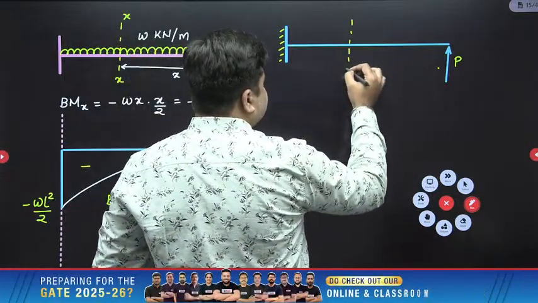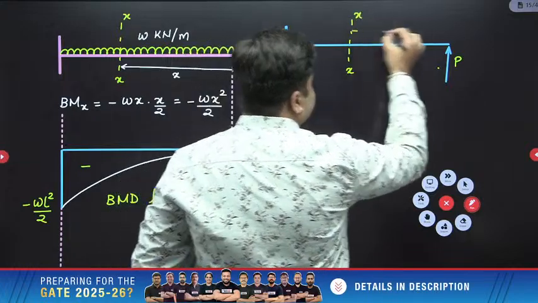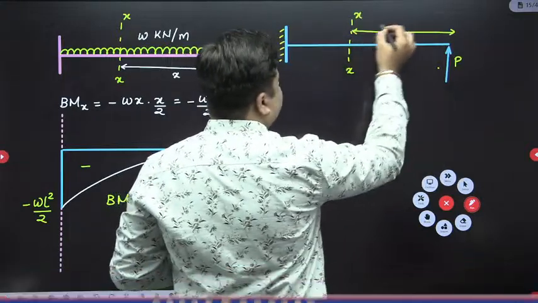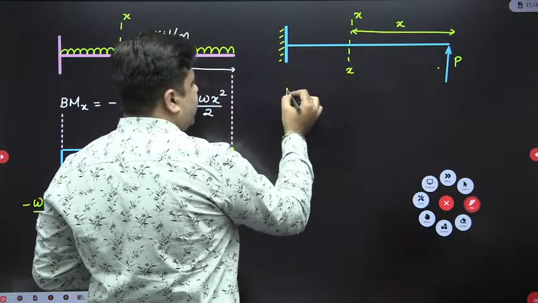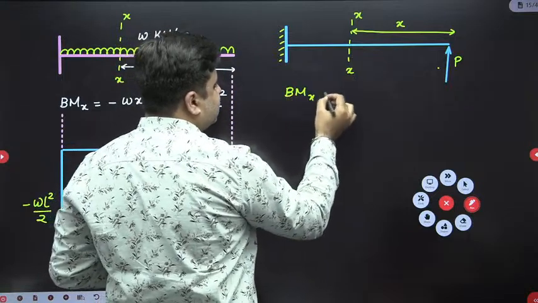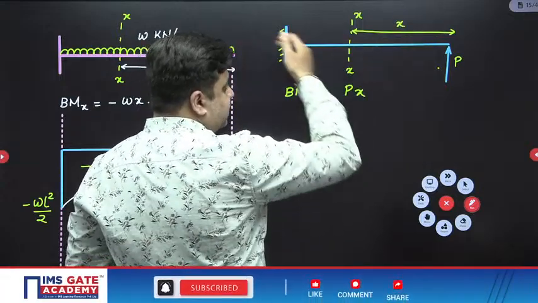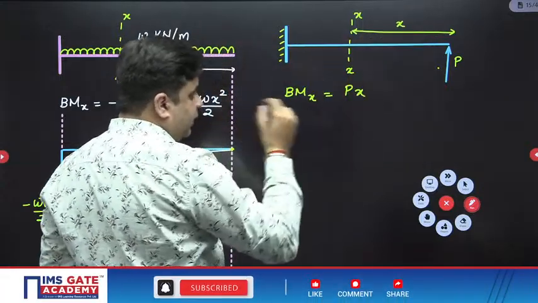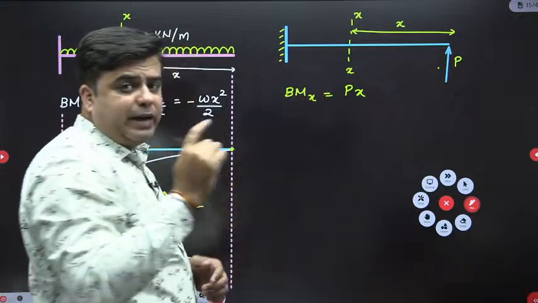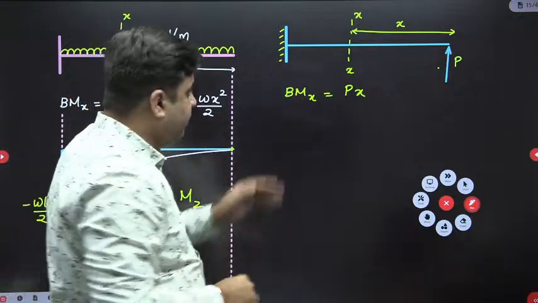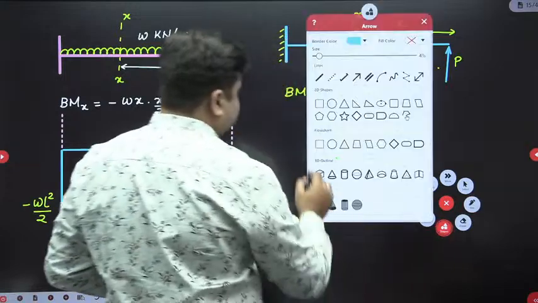Consider one section XX, again at some distance x from the free end. So what will be the bending moment over the section? Bending moment over the section x is equal to P into x, and it will be a sagging moment, therefore positive. This bending moment will cause bending in the horizontal plane. Just plot the variation. It's a straight line variation.